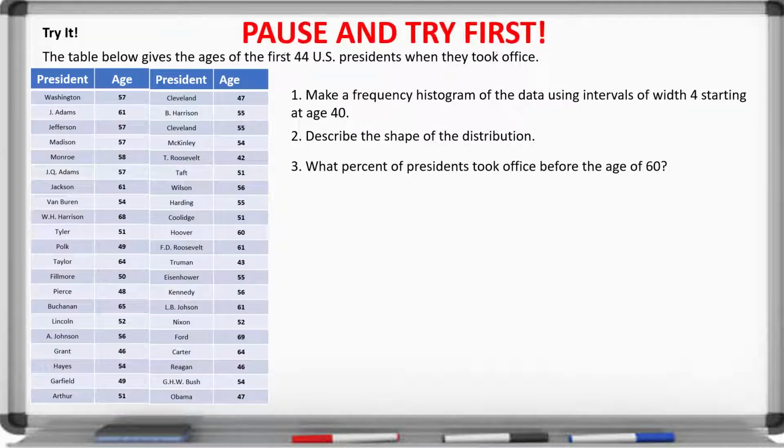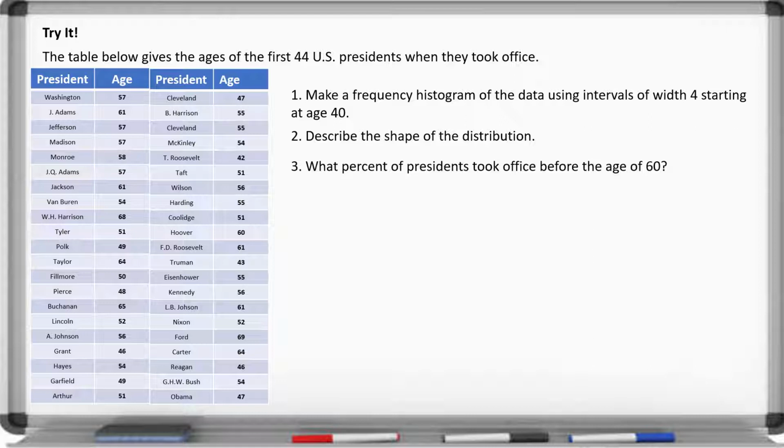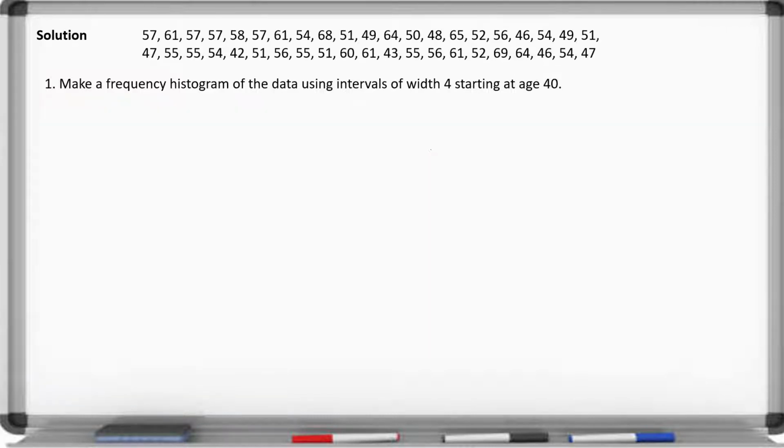All right, go ahead and pause the video and try the following example first. All right, so the table below gives the ages of the first 44 U.S. presidents when they took office. So we have a bunch of presidents and their ages when they took office. The first step is to make a frequency histogram using intervals of width 4, starting at age 40. I'm going to display the data in this fashion to save some room.